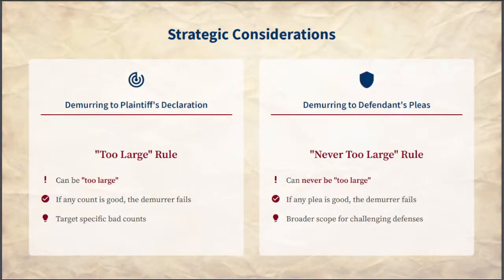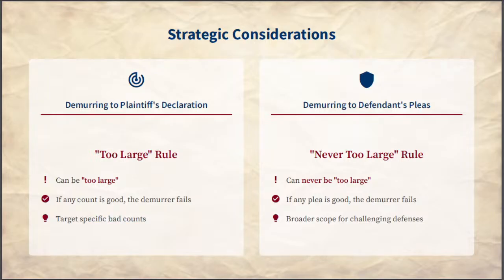So here are some strategic considerations. Demurring to plaintiff's declaration. Now, this is interesting to look at it this way. You see the strengths and the weaknesses of the attacks and the defenses with demurrers. A plaintiff makes a declaration. There's the too large rule: the demurrer can be too large. If any count is good, the demurrer fails. So you want to target specific bad counts.